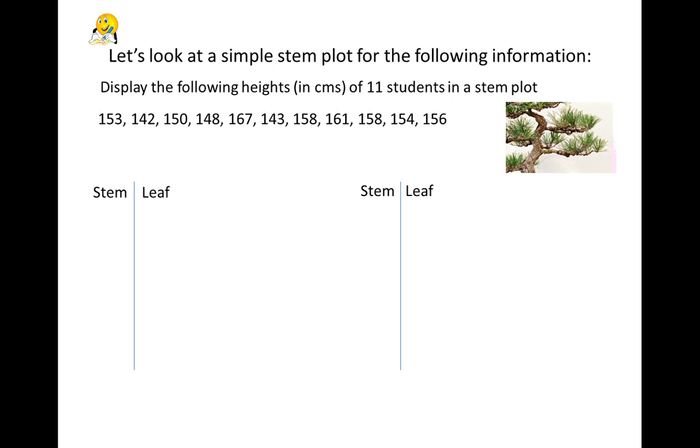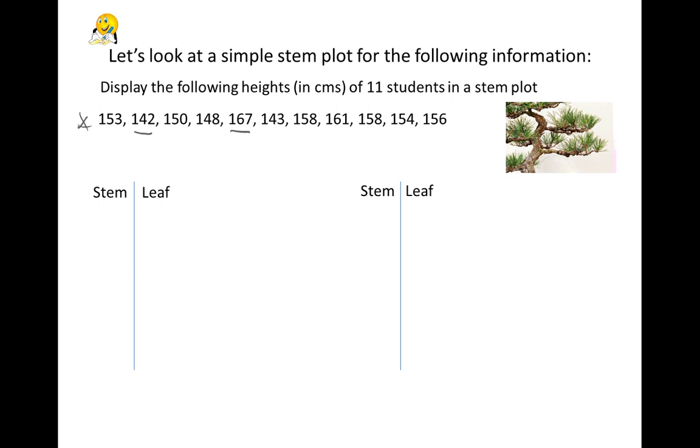Alright, we're going to have a look at a simpler stem and leaf plot to get started with. We're going to focus our attention on displaying the following heights in centimetres of 11 students in a stem plot. And you can see that we've got our 11 values listed over here. Before I start my stem and leaf plot, I need to do some planning. I need to locate the smallest value, which happens to be 142 in this case, and the largest value, which is over here, 167. So I need to make sure that I leave enough room and include values that go from 140 up to at least 160.